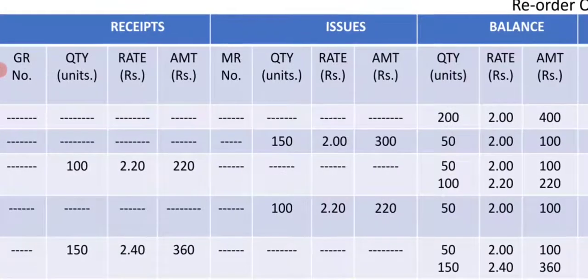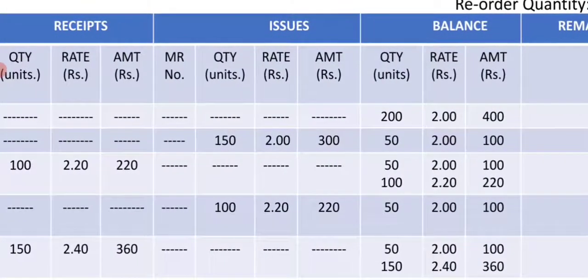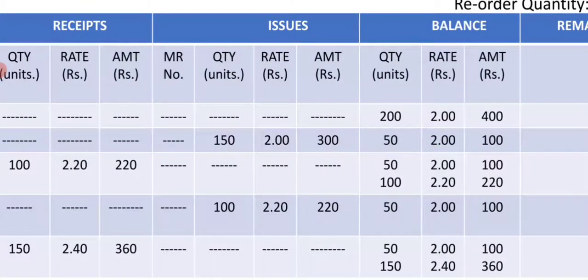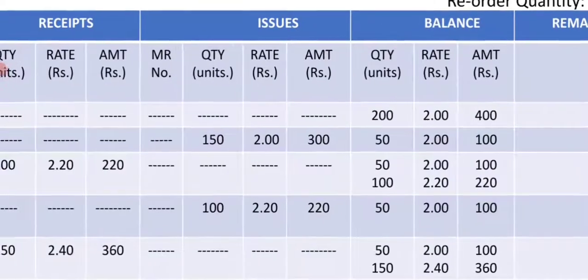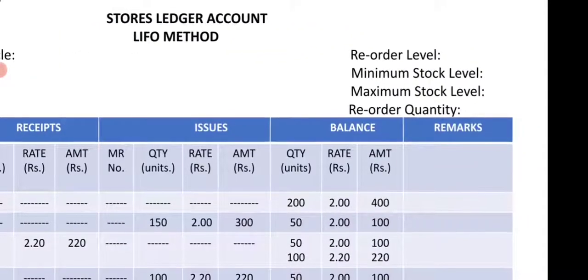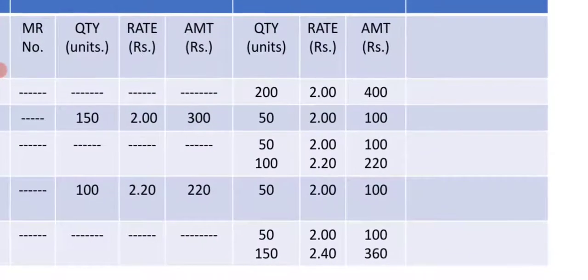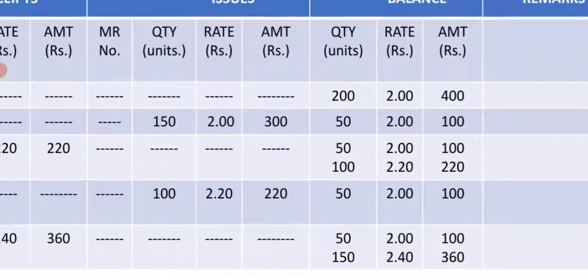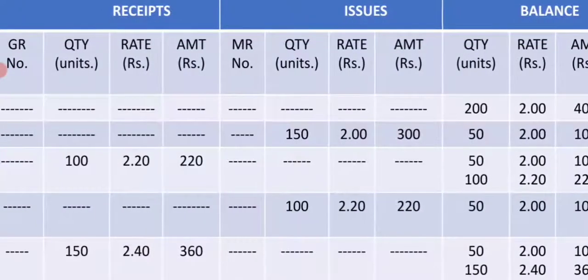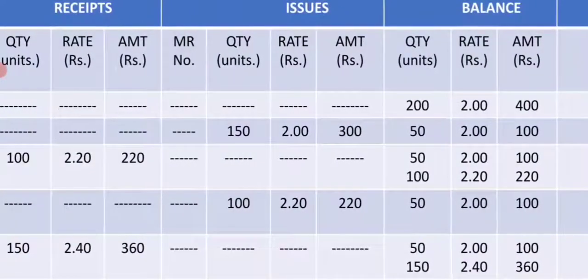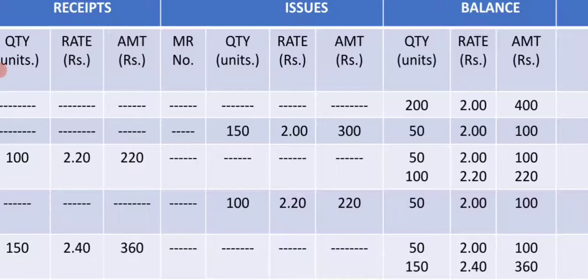So next we will write down the balance. While writing down the balance, we should write down the oldest balance first. The old balance is 50 units at the rate of 2.00, and next we will write down the purchases. So 100 units at the rate of 2.20, 220 rupees.